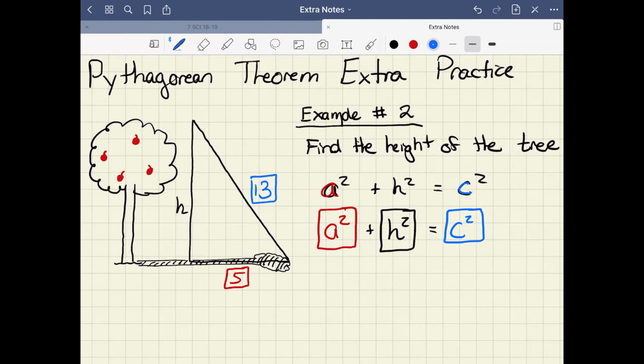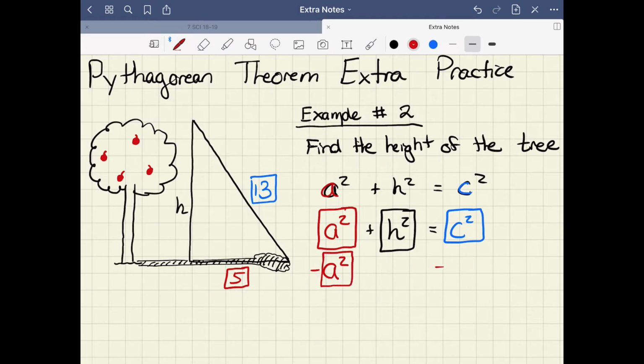Well, if I want to get h squared by itself, so if I want to get this value here by itself, addition is happening here. And the opposite of addition is subtraction. So I can actually subtract a squared from this side. And what I do to one side, I must do to the other. I'm going to subtract a squared, actually.